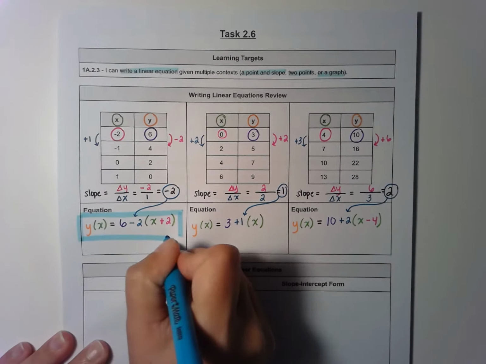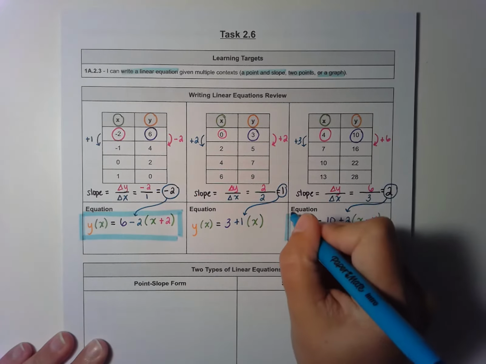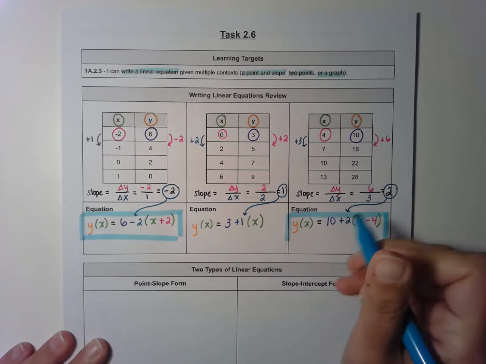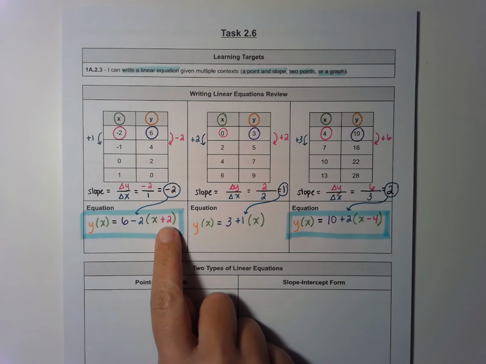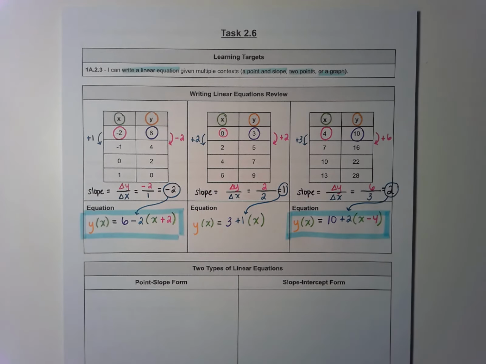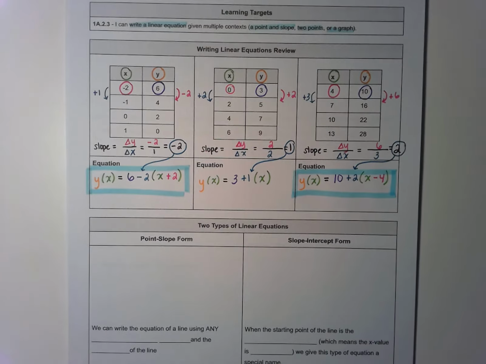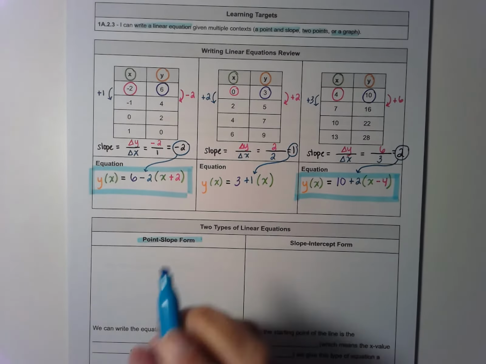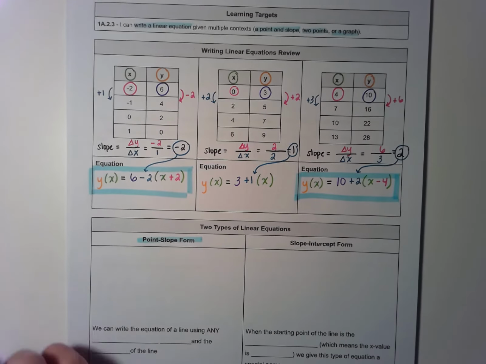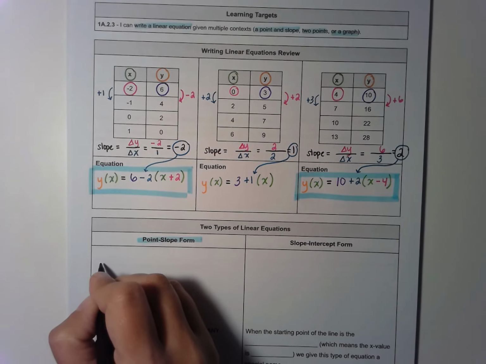and in this equation right here, both of these equations required us to adjust the equation to get back to 0. So we have this plus 2 and we have this minus 4. That type of equation is called point-slope form. Now, point-slope form can look a couple different ways. So one example would be like this.